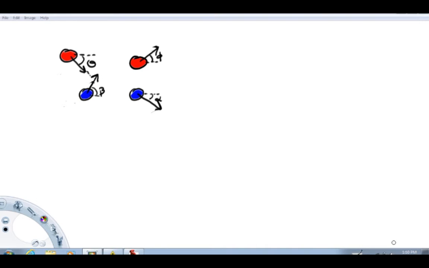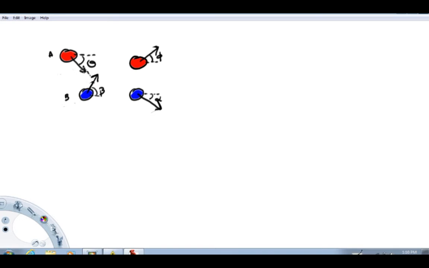The purpose of this video is to demonstrate how to write momentum equations for two-dimensional problems. In the picture I've drawn, I've assumed a worst-case scenario here. So I've got two different masses. I'm going to call this one mass A and the blue guy here mass B.